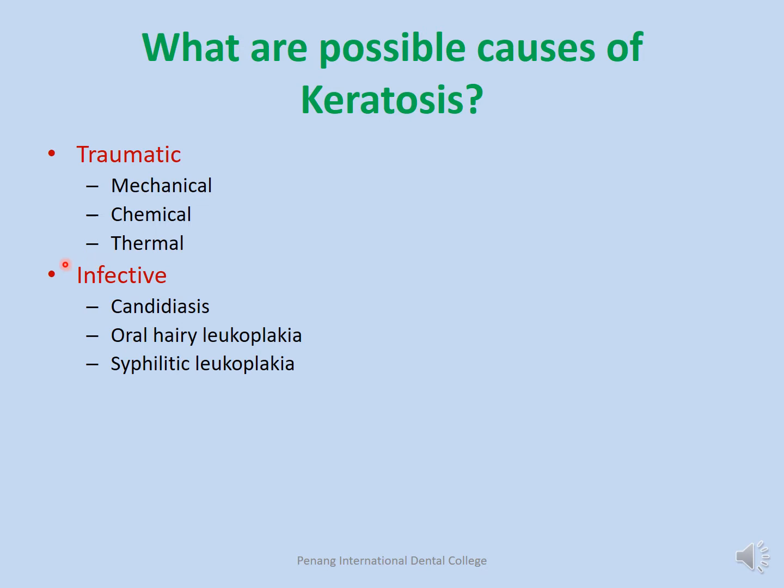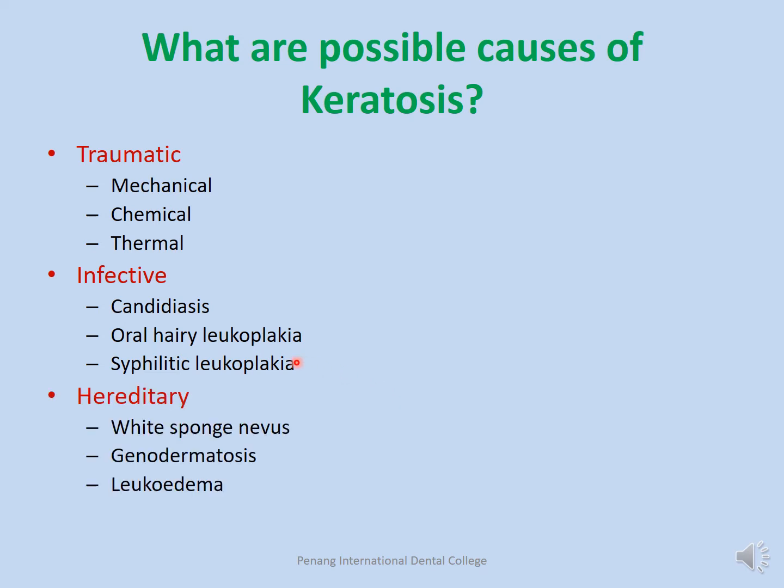Okay, the second cause could be categorized as infective. Under that, you have candidiasis, which is a fungal infection. You have oral hairy leukoplakia, which is caused by Epstein-Barr virus, and you have syphilitic leukoplakia, which is a manifestation of syphilis. Under the hereditary causes, you have white sponge nevus, and we have genodermatosis, a category of disorders collectively called genodermatosis. That means they are genetic disorders which are hereditary, and they cause skin as well as oral lesions which appear white. And of course, leukoedema, right, which is again hereditary but is not a pathology and is categorized as a normal variant.